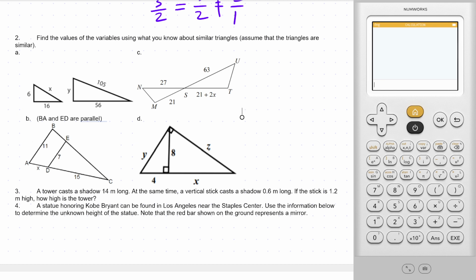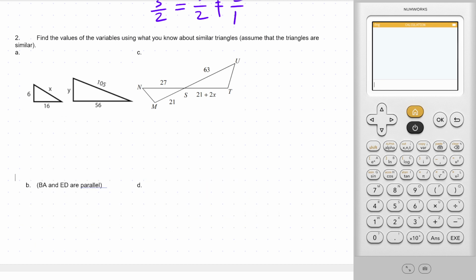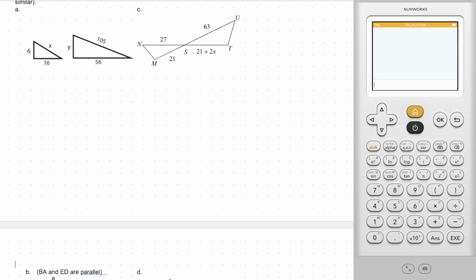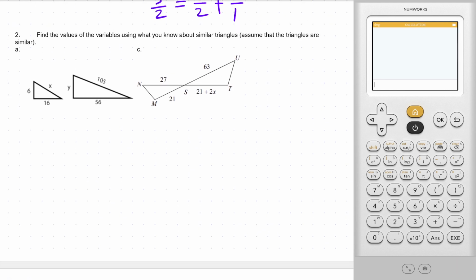Okay, let's give myself some space here. All right. Number 2, I'll go ahead and do part C here. And so part C says, all of number 2 says, go ahead and assume triangles are similar and find the values of the variables. I only see one variable, and so I'll go ahead and solve for x, basically. The classic thing in algebra, right?